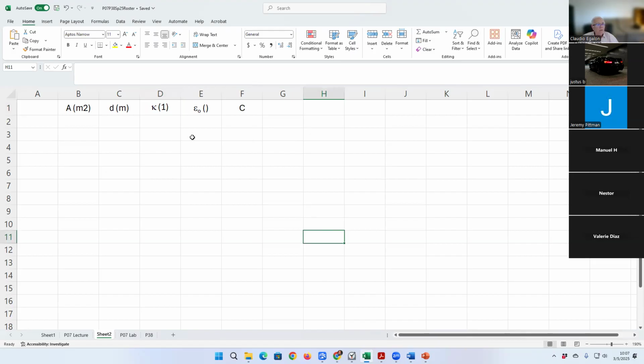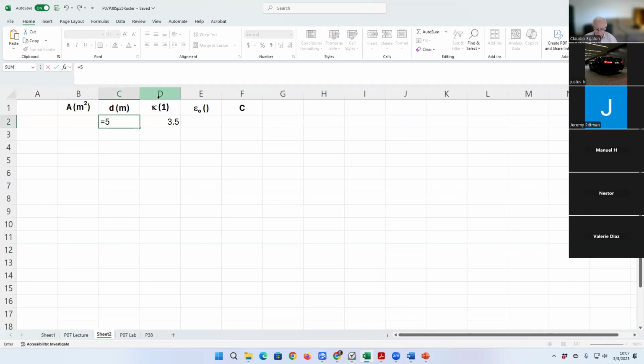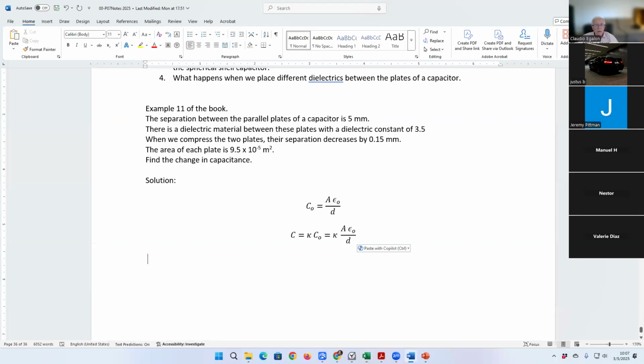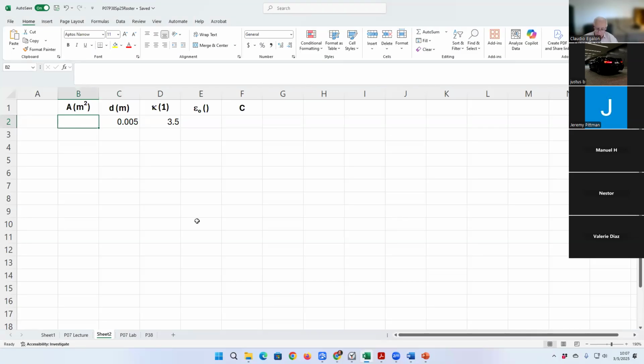Capacitance. So let's get everything that we need. Let me make it nice. Superscript. And I'm going to boldface everything. Here's 3.5. This one is what, 5 millimeters? 0.005 meters. And this one here is a small number as well. Area 9.5 times 10 to minus 5.